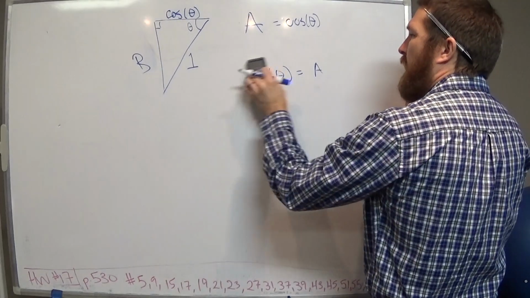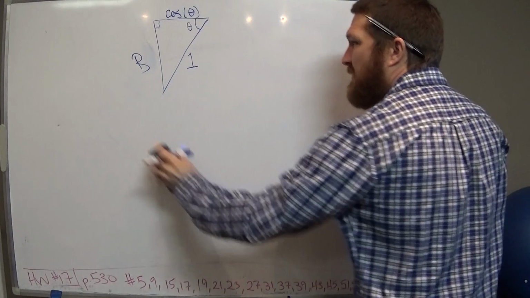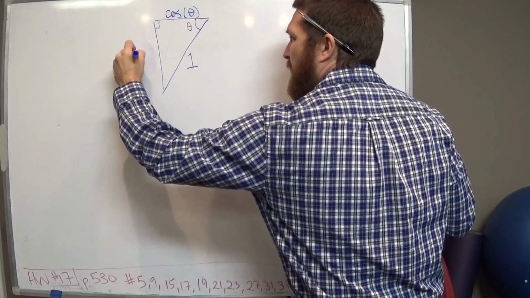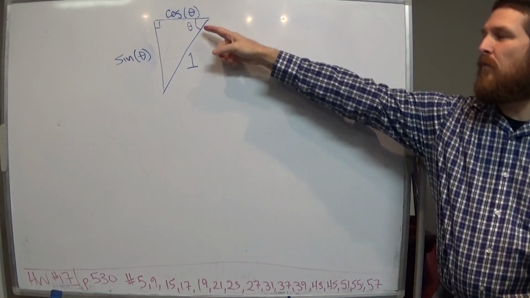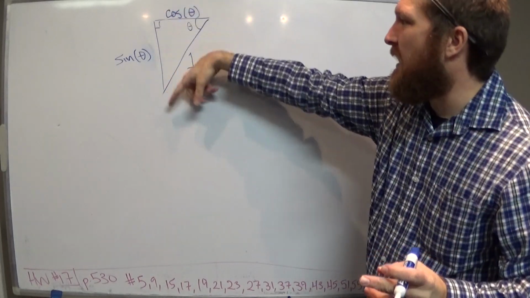B is equal to what? Sine theta, right? By the exact same reasoning. I'm not going to go through it. It's just sine theta. And if it were something else, if it were x, then that would be the length cosine x. That would be the length sine x.